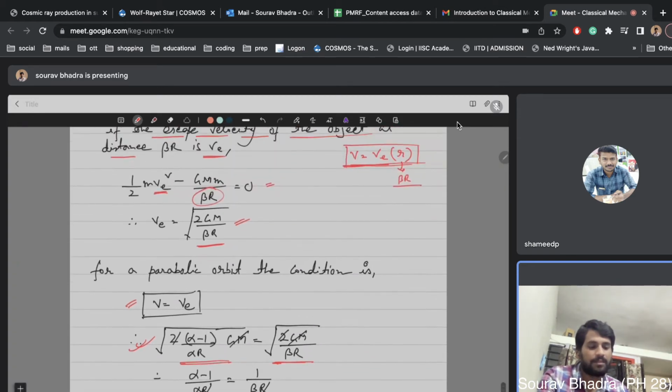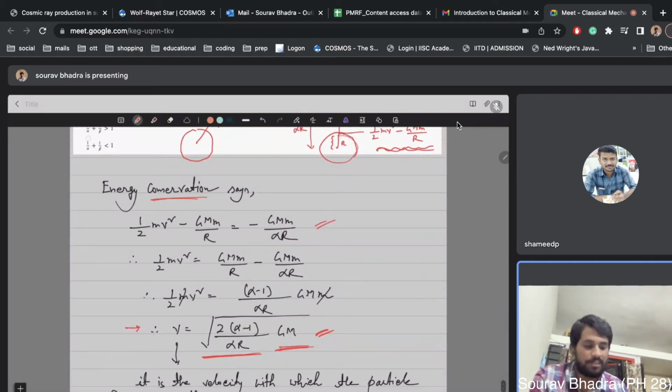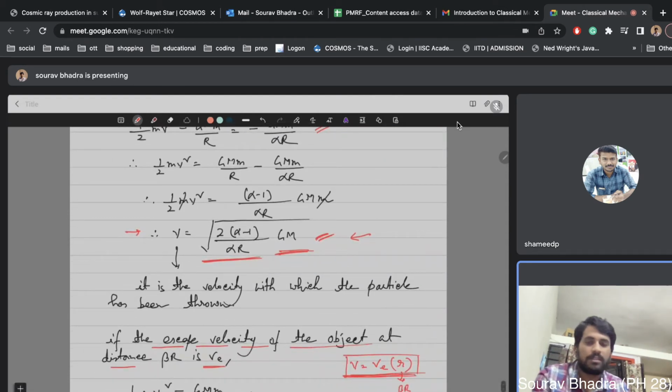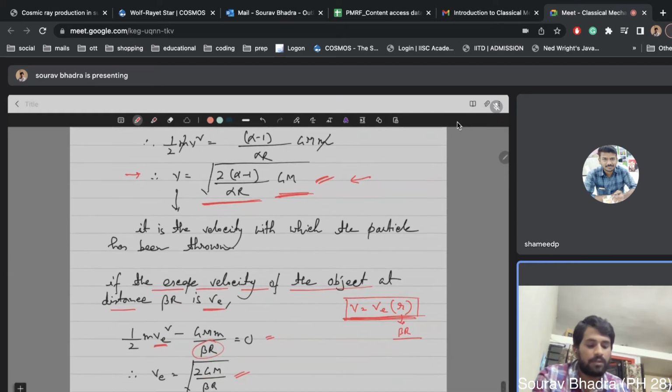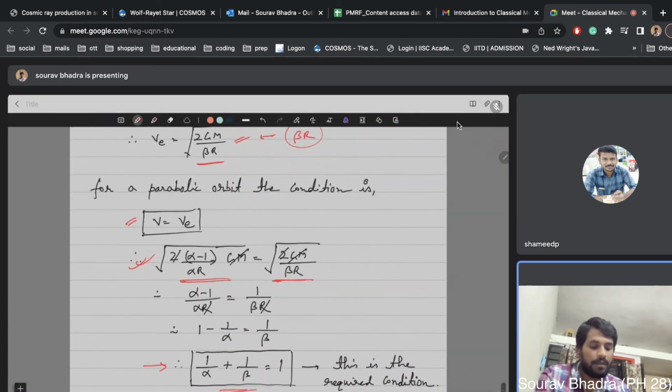Just pause the video and go through each step. First, the energy conservation, which gives me the launching velocity v, not capital V. Then the condition we require is that our v must be equal to the escape velocity, so we have calculated the escape velocity at the position beta r, and we have equated that v with ve. Then the condition 1/alpha plus 1/beta equals 1 comes out as the answer.